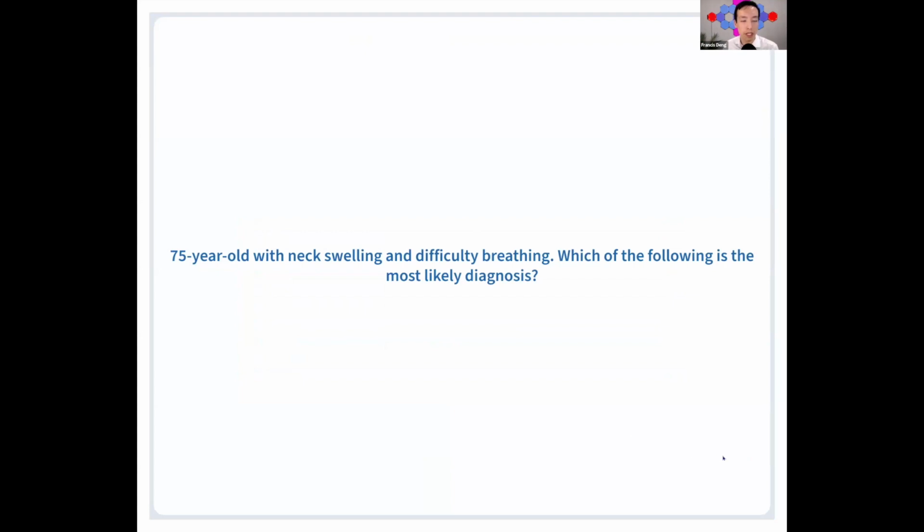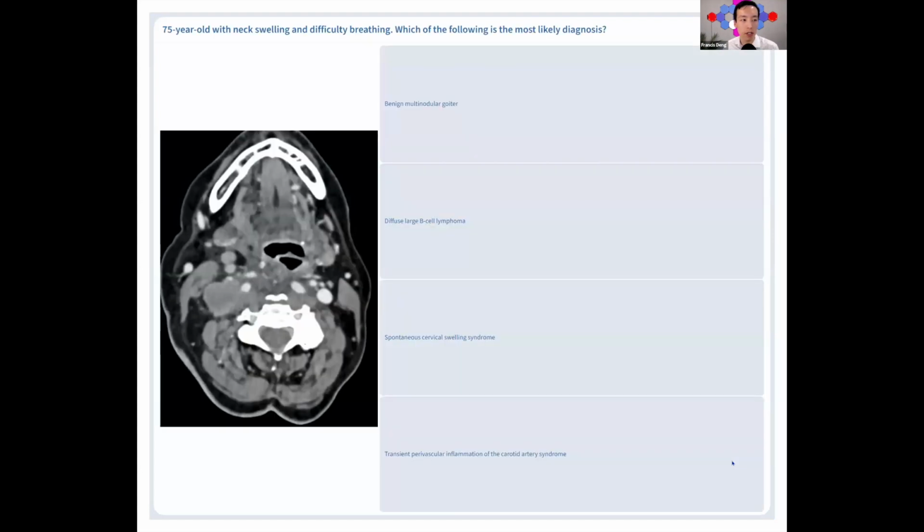Next case is a 75-year-old with neck swelling and difficulty breathing. Which of the following is the most likely diagnosis?